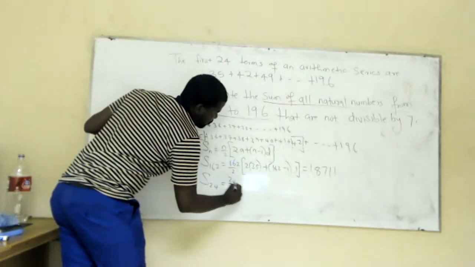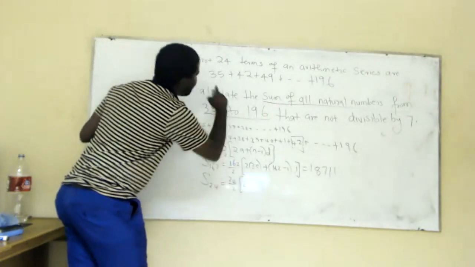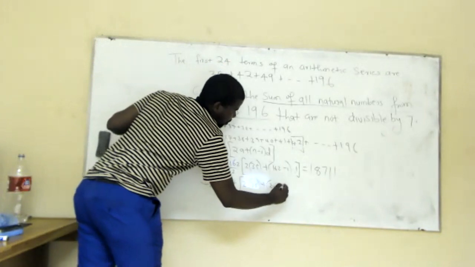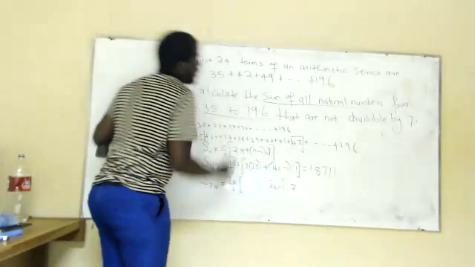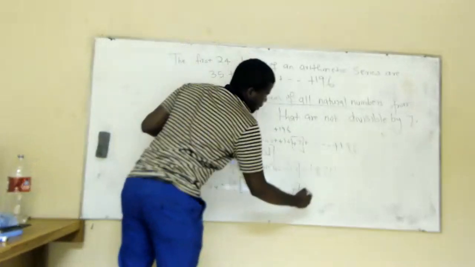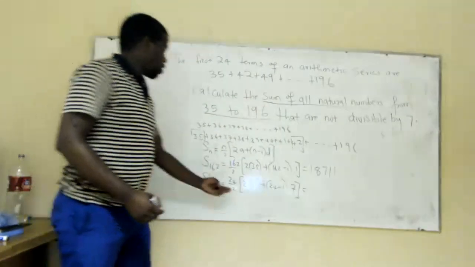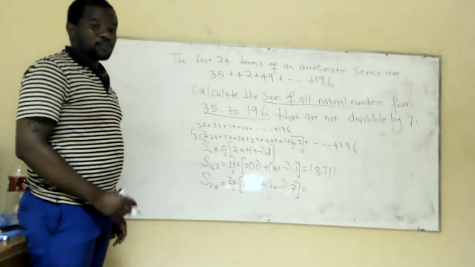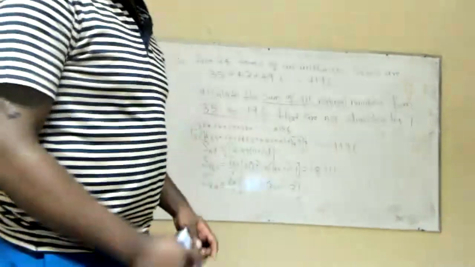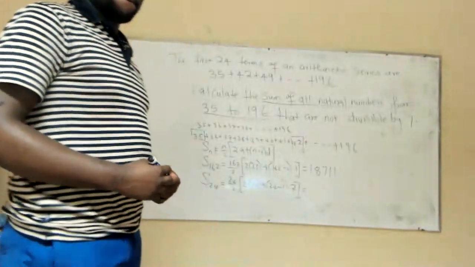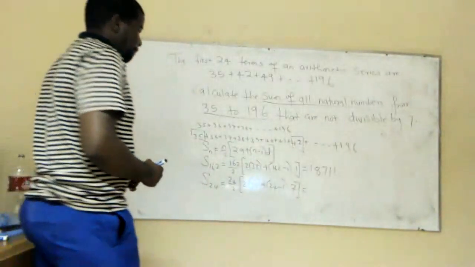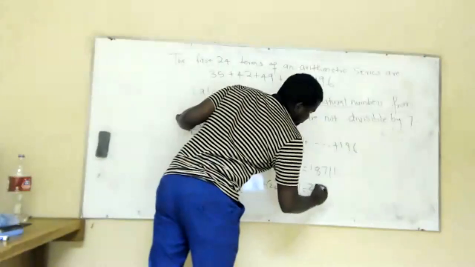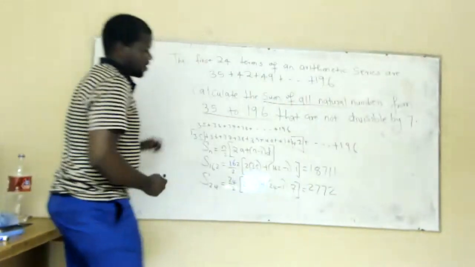Therefore, we're going to have 24 divided by 2, times 2 into the first term, which is 35, plus 24 minus 1 multiplied by d, which in this case is 7. Now tell me the answer we obtained from this. Put this into your calculator and tell me the answer you obtained. 2,772.